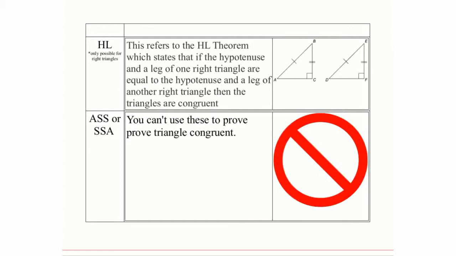So the hypotenuse-leg theorem can only apply to right triangles. If you see a right triangle and are given enough information, this one's most likely going to be correct. The hypotenuse-leg theorem basically states that if the hypotenuse and a leg of one right triangle are equal to the hypotenuse and a leg of another right triangle, then the triangles are congruent.